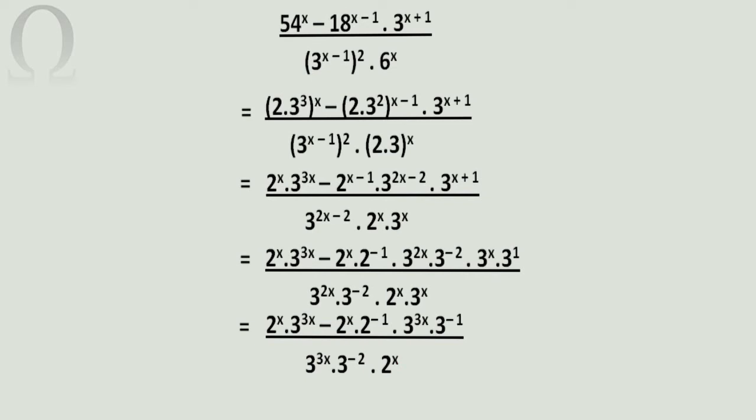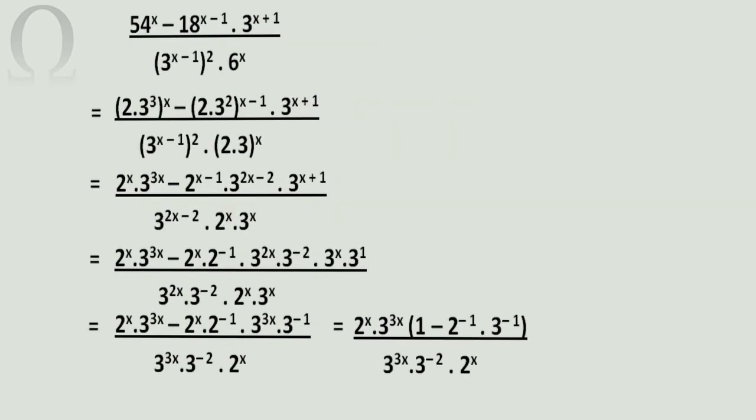Since we have a minus sign separating terms in the numerator, we will need to take out a common factor before simplifying further. So, we can take out a common factor of 2 to the x in the numerator, as well as a common factor of 3 to the 3x. We can now cancel the 2 to the x and 3 to the 3x terms. So we are left with 1 minus 2 to the minus 1, times 3 to the minus 1, all over 3 to the minus 2.